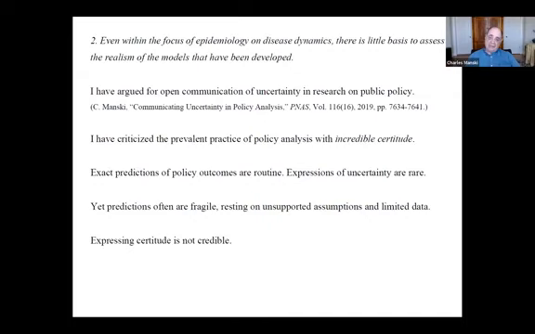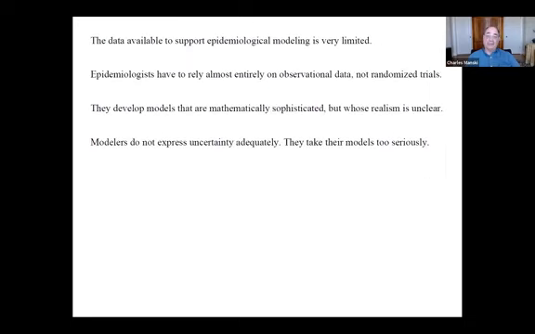I get very upset when people do policy analysis with what I call incredible certitude. Incredible certitude means that you go to the research literature and people make these exact predictions, like if we do this policy, 649,312 people will die, something like that, across the world or whatever. There may be some perfunctory confidence interval at most, but it really doesn't mean anything if you dig underneath. Expressions of uncertainty are rare. The truth is that the predictions are often fragile, resting on unsupported assumptions and limited data. And so the certitude is not credible. And this bothers me quite a bit. And it's a big problem in the epidemiology literature.